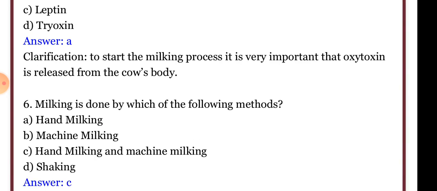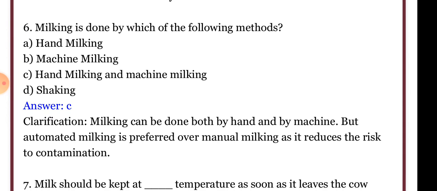Milking is done by which of the following methods? Hand milking and machine milking are both methods of milking. Milking can be done both by hand and by machine, but automated milking is preferred over manual milking as it reduces the risk of contamination. If an individual has 1 or 2 animals with milk production of 5 to 10 liters per day, then they do not require any milking machine.